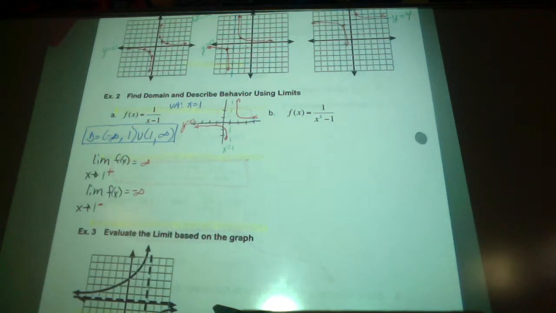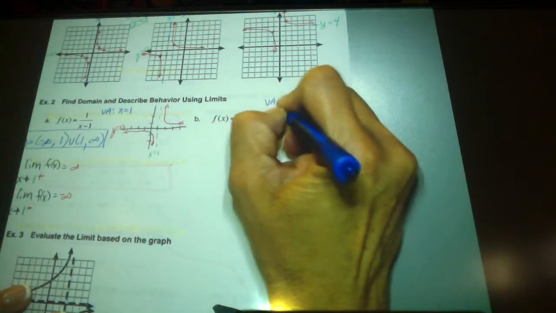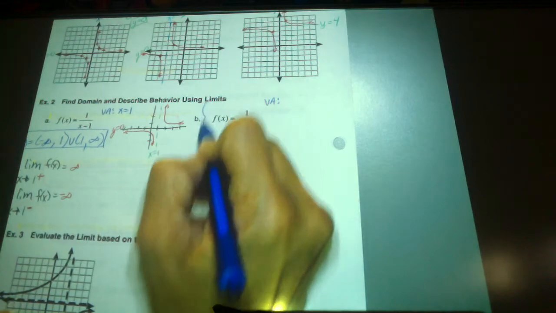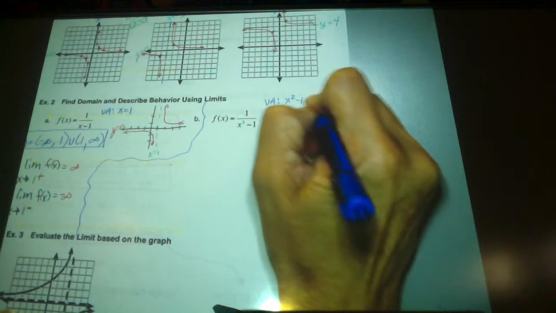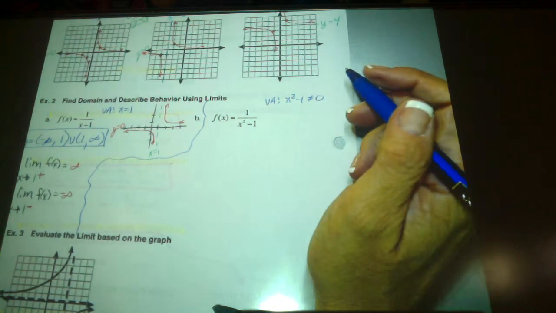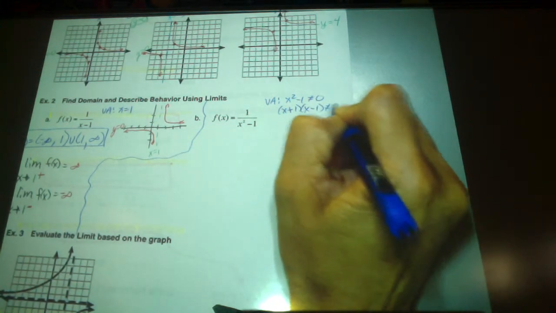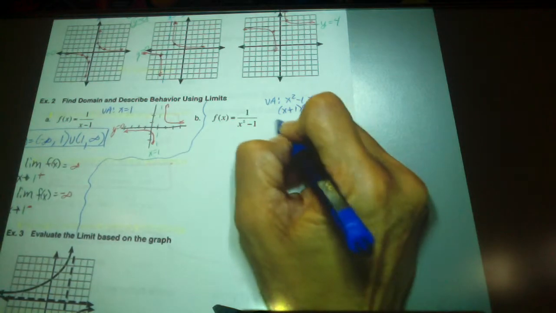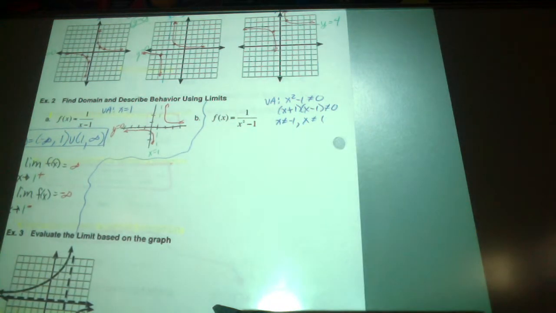Look at part B. So part B, let's find the vertical asymptotes, because that's going to help me find my domain. So I want to take x squared minus 1, and I want to set it not equal to 0. Can I factor that? Yep. x plus 1, x minus 1 cannot equal 0. If I set those equal to 0, I get x cannot equal -1, and x cannot equal 1. Those are my vertical asymptotes. What about my horizontal asymptote?